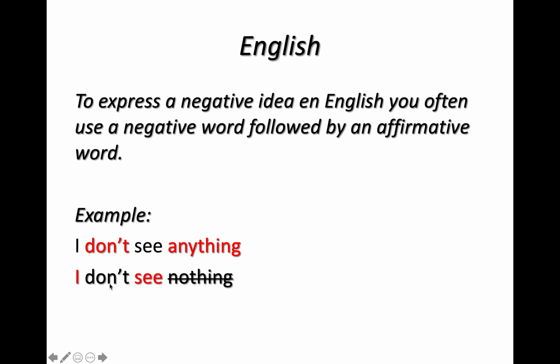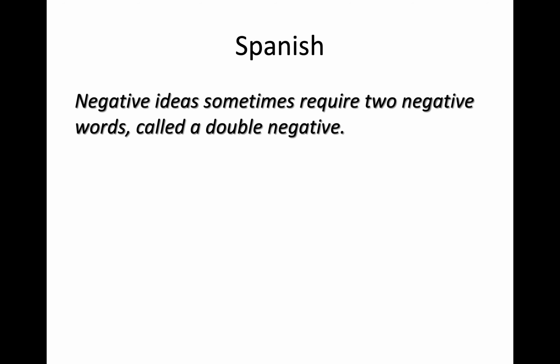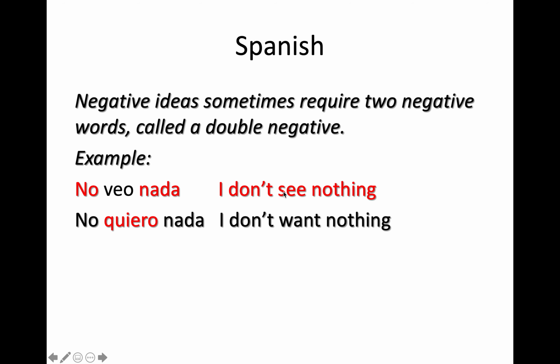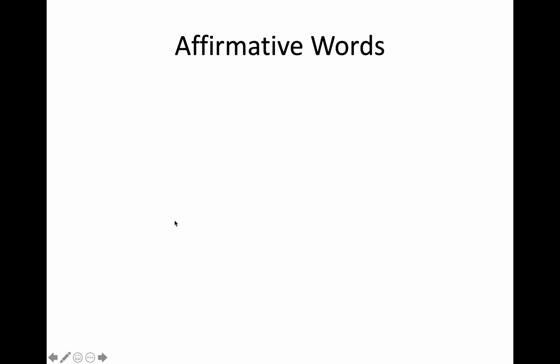But in Spanish, this is how we talk. We need to have the double negative. Okay, so here it says yes, to express a negative idea, you have to have a double negative. For example, no veo nada. So no is negative, nada is negative. I don't see nothing. That's how we talk in Spanish. No quiero nada. So no is negative and nada is negative. So, conclusion. In Spanish, when you want to express something negative, you have to have double negative, okay?